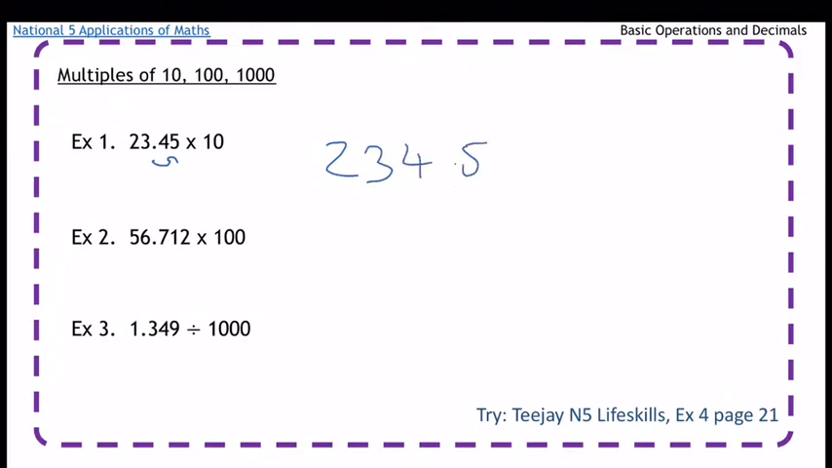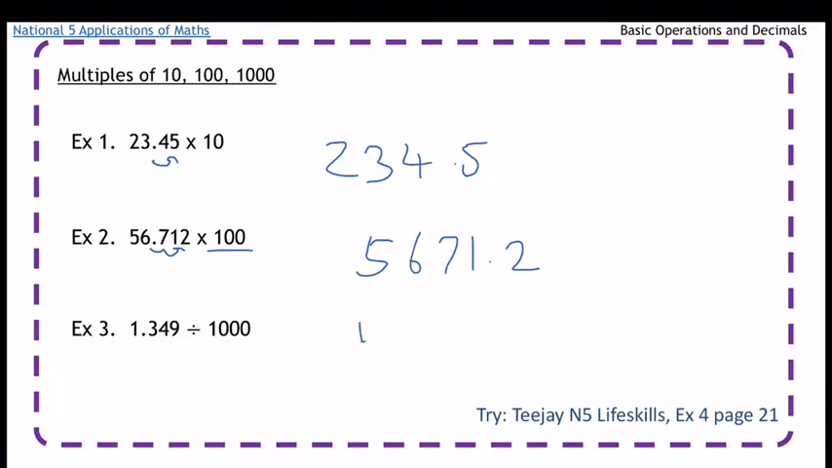234.5. If you're multiplying it by 100, same idea, but we're going to move it 2 spaces to the right. So 56.712 times 100 is 5,671.2.